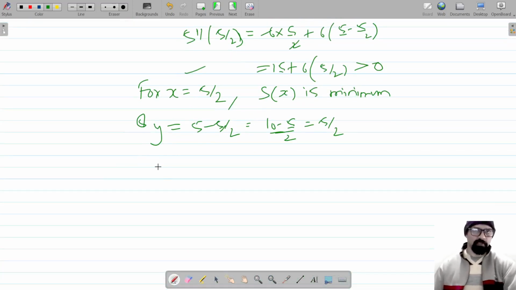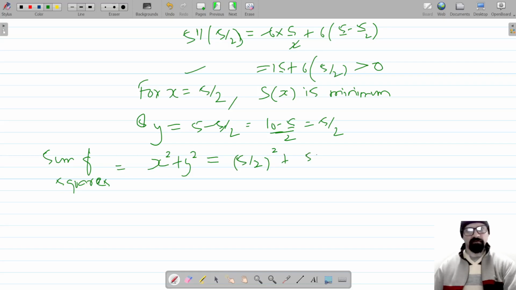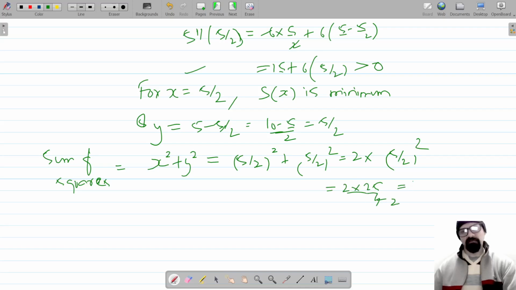So let's find out the sum of squares of these numbers, that is x square plus y square. Sum of squares of these numbers, x square is 5 by 2, x is also 5 by 2. So this is 2 times (5 by 2) square, which gives me 2 into 25 by 4, which is equal to 25 by 2. So 25 by 2 is the sum of the squares of these two numbers.